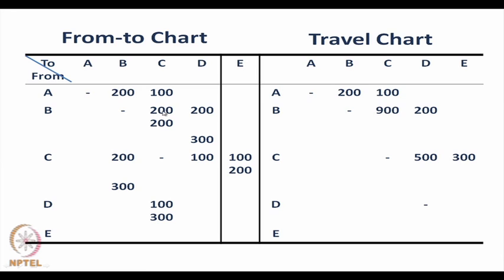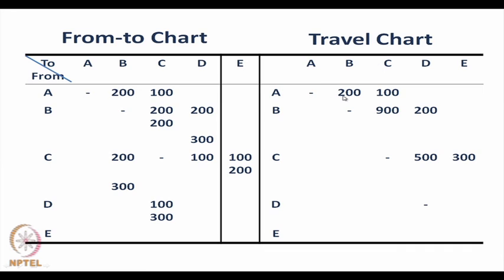Therefore, the quantity moving between B and C in either direction, whether from B to C or C to B, does not matter. In either direction the total movement is 200 plus 200 plus 200 plus 300. So, that comes to 900. The travel chart is basically a consolidation of the from-to chart where the direction of movement is disregarded. Thus, this 900 shows that the amount travelling between B and C in either direction is 900. So, from here we can derive the travel chart.